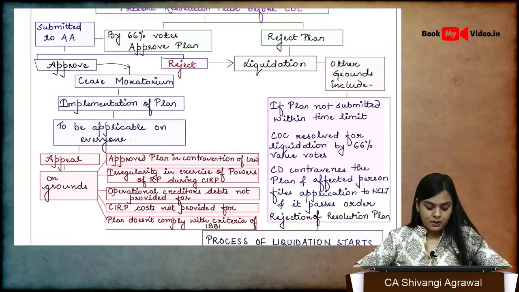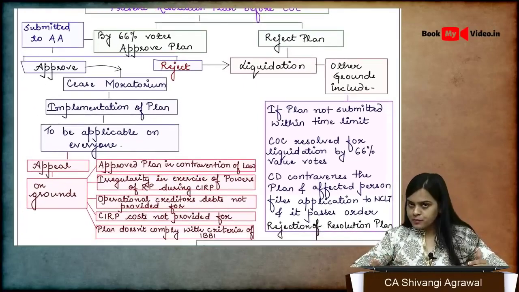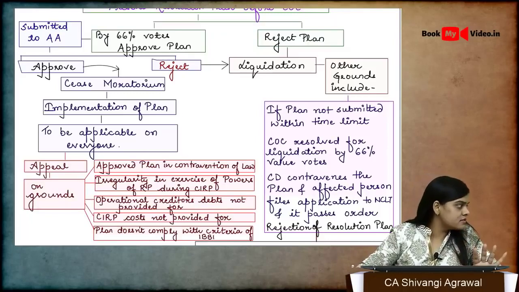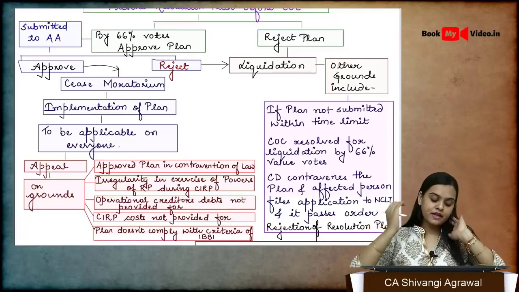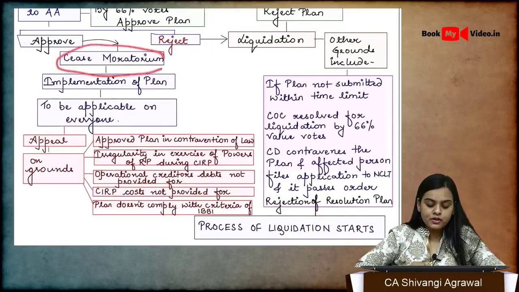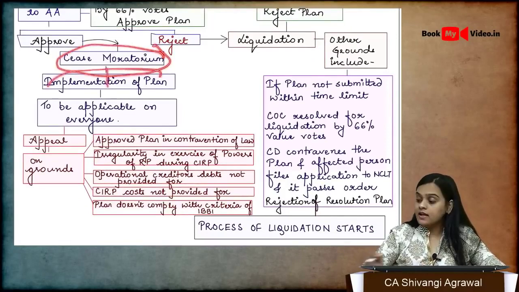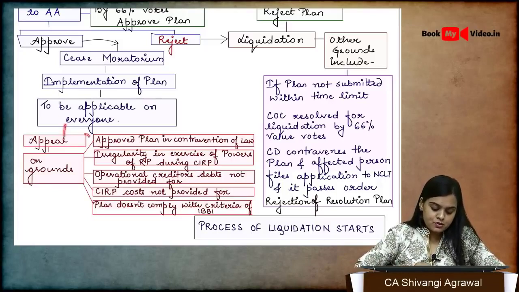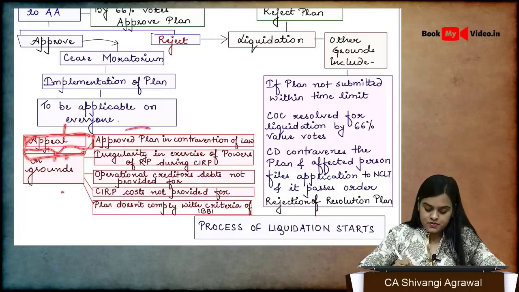So the plan is presented to the committee of creditors. The committee of creditors can approve the plan or they can reject the plan, right? If they approve, the plan has to be approved by at least 66% in value vote. Then the plan is submitted to the adjudicating authority, and if they also approve it, then the moratorium comes to an end. You have to now implement the plan, and the plan is going to be applicable to the company, to government, everyone. You cannot say that the plan is not going to be applicable to this person or that person, right? Yes, of course, the person who is not satisfied can appeal on certain grounds to the adjudicating authority.